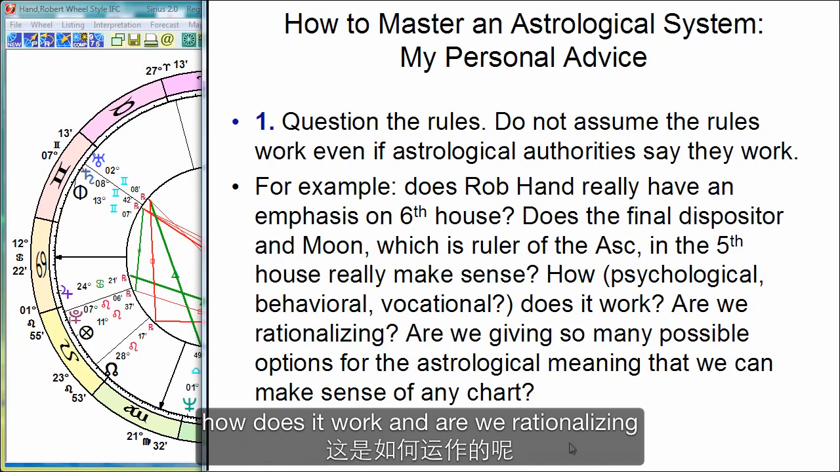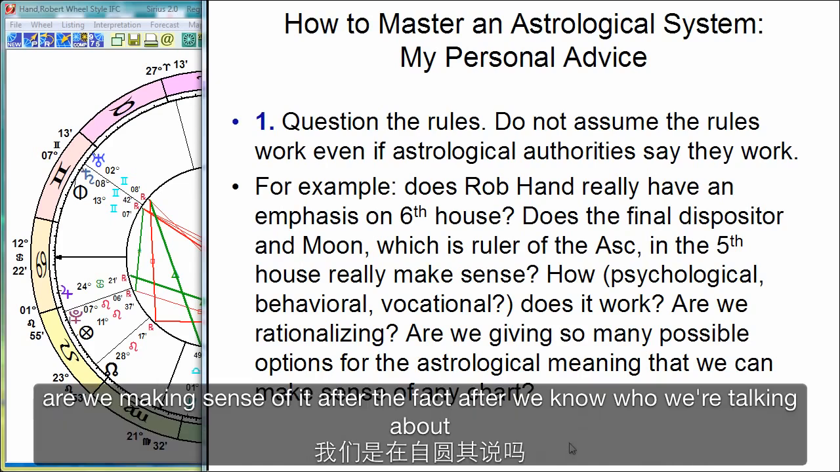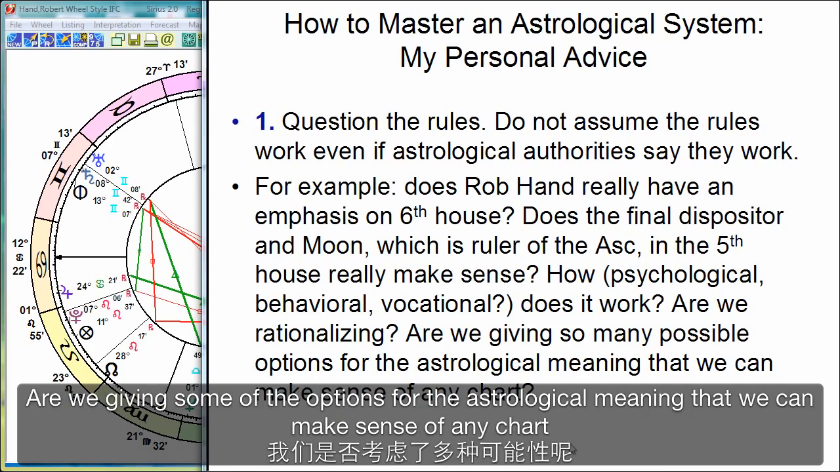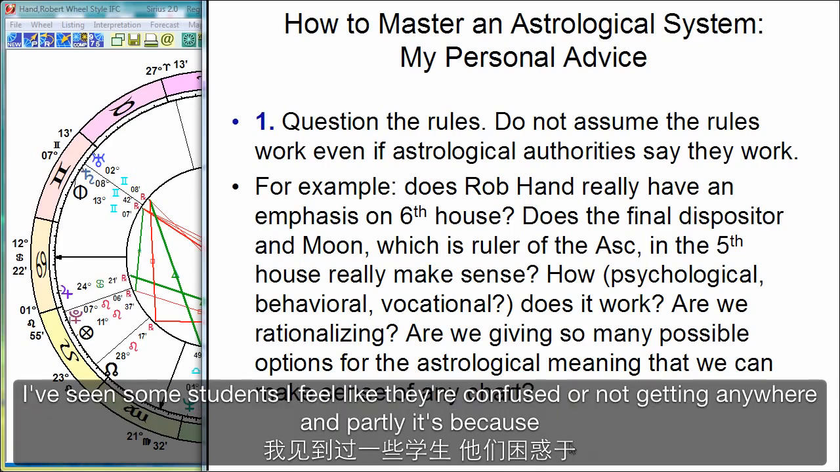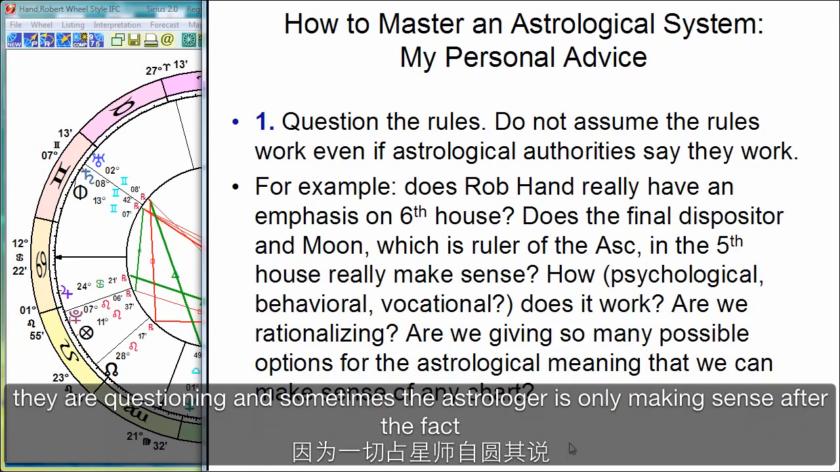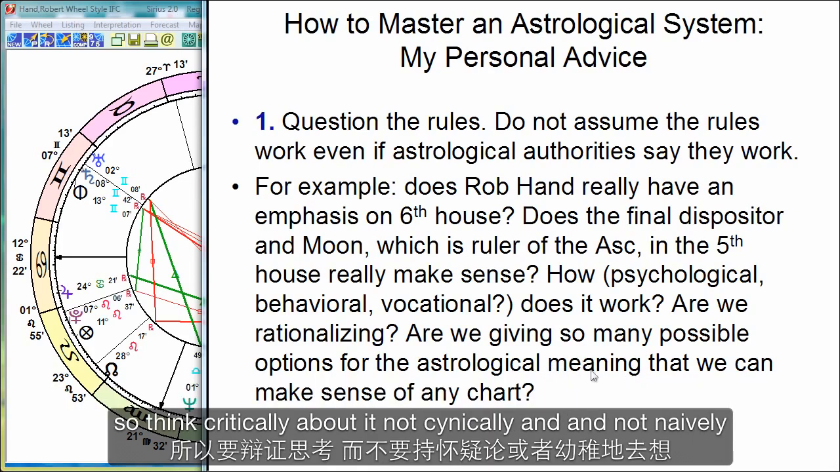How does it work? And are we rationalizing? Are we making sense of it after the fact, after we know who we're talking about? Are we giving so many options for the astrological meaning that we can make sense of any chart? I think these are tough questions, and they're important questions. I've seen some students feel like they're confused, they're not getting anywhere, and partly it's because they're questioning, and sometimes the astrologer is only making sense after the fact.